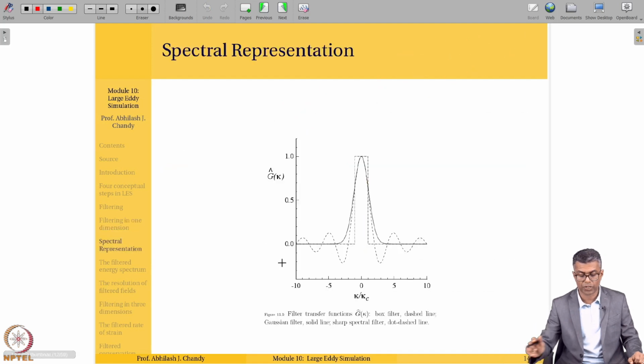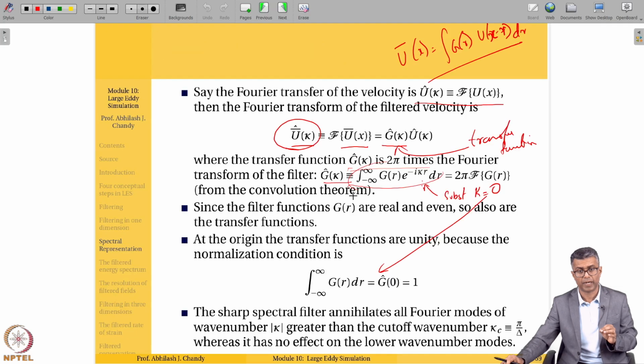Now coming to the transfer function, the box filter is a sinusoidal function. As you can see, it is going up and down on the right side as well. The sharp spectral filter is now a Heaviside function in spectral space, which is why you see this step function here. And then your Gaussian function is again the solid line here, which we know is an exponential function, so it looks like an exponential function. So those are three examples for the transfer function.